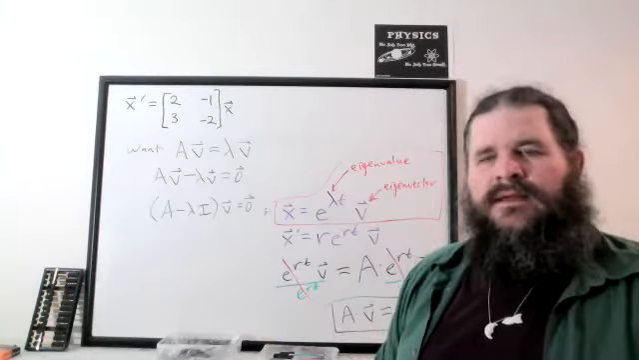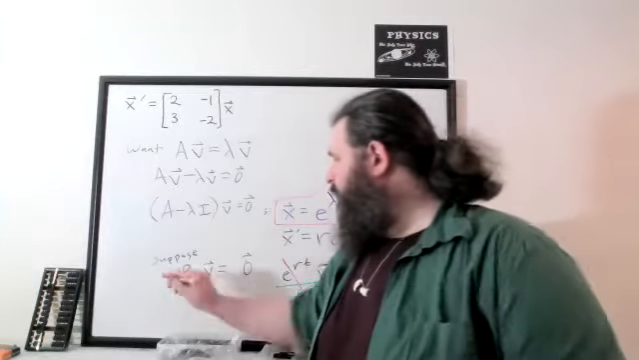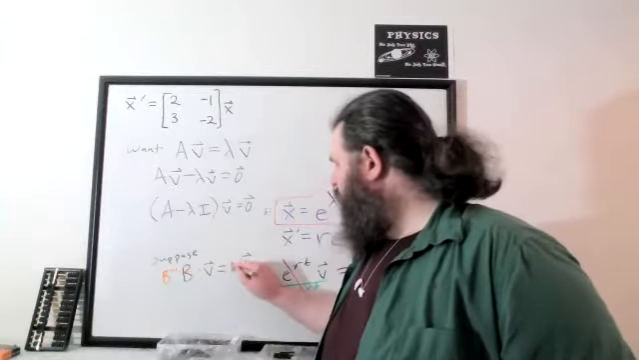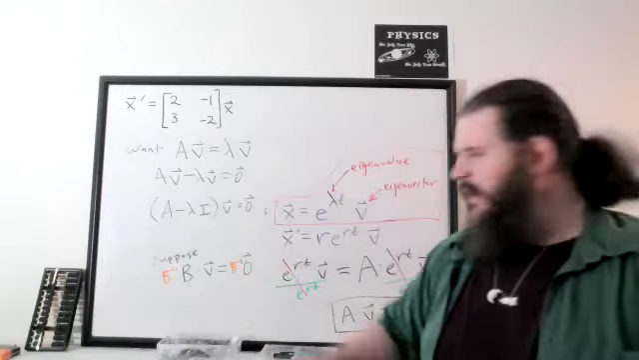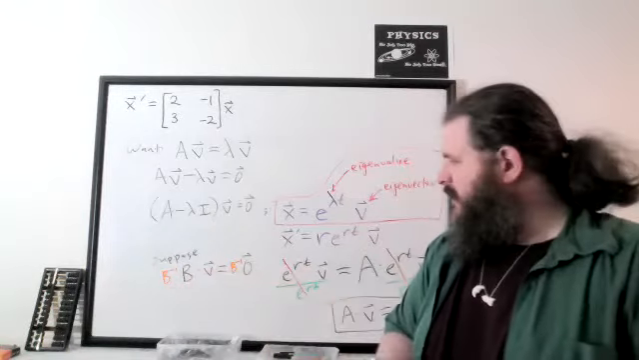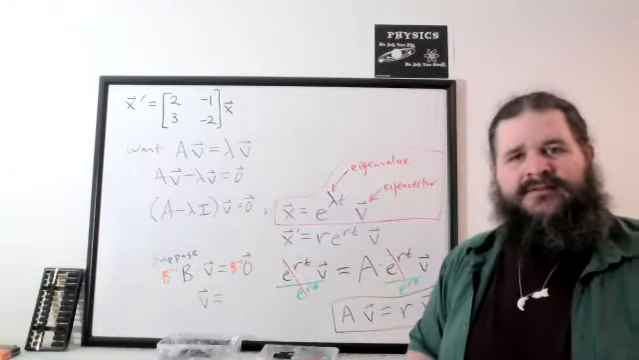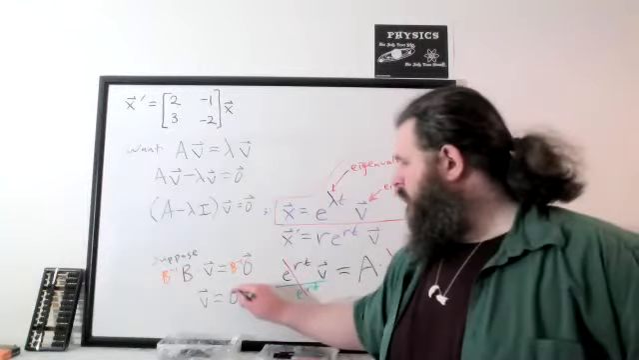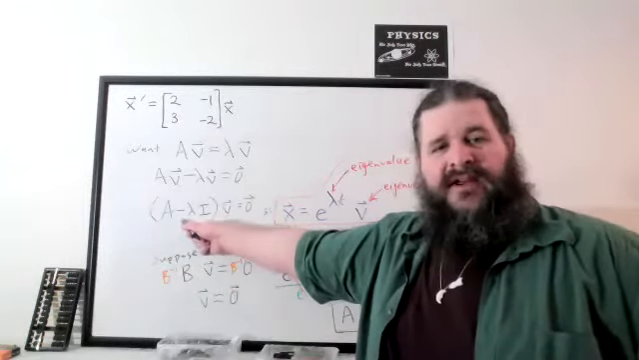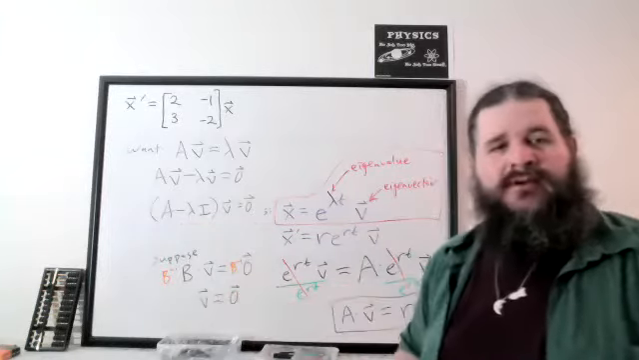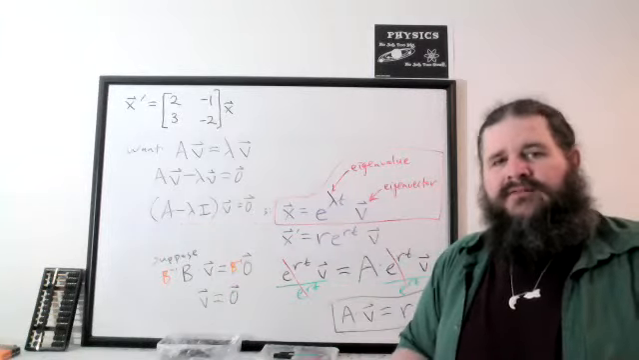Let's just call this matrix B. B times V equals 0. If B happens to be invertible, we can just multiply both sides by B inverse on the left. That way B inverse and B cancel out, so we just get V equals, and what's B inverse times the 0 vector? 0. Right. Which means if this matrix is invertible, then V equals 0 is the only solution. And V equals 0 does work.